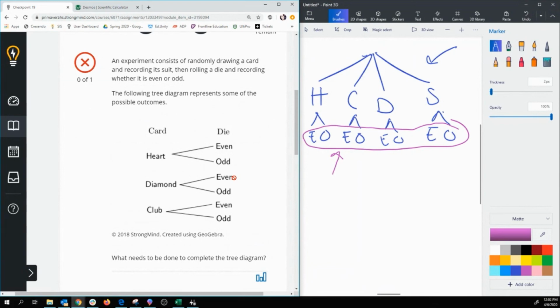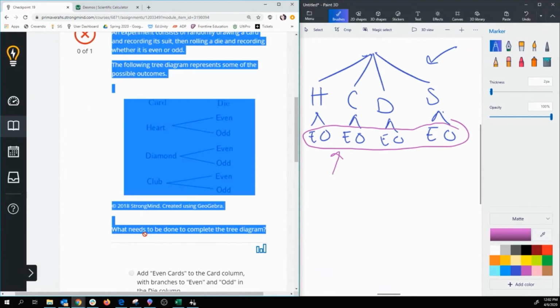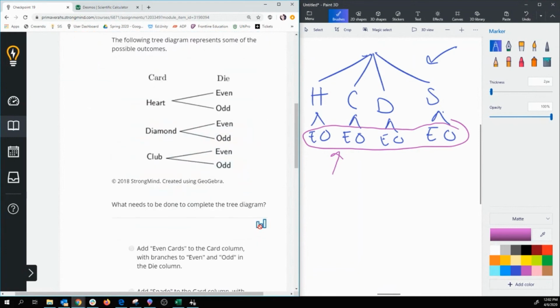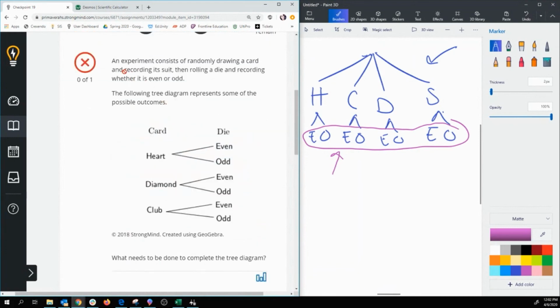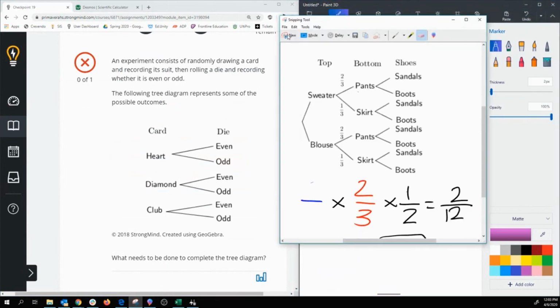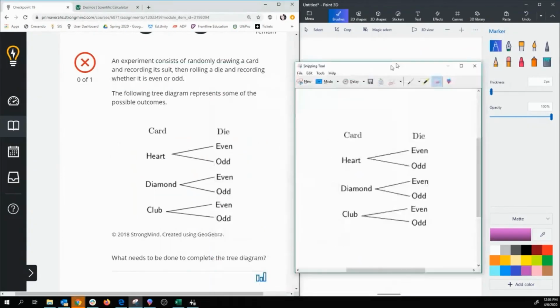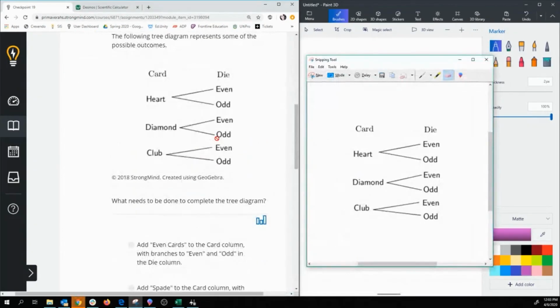All right. 2 more questions. So this next question wants to know what needs to be done to complete the tree diagram. And it says that we are drawing a card, recording the suit, and then rolling a dice and recording whether it is even or odd. And here is our tree diagram. So we're picking a card, then rolling a dice, recording whether it is even or odd.